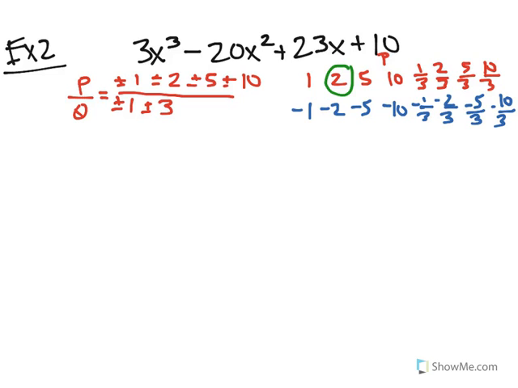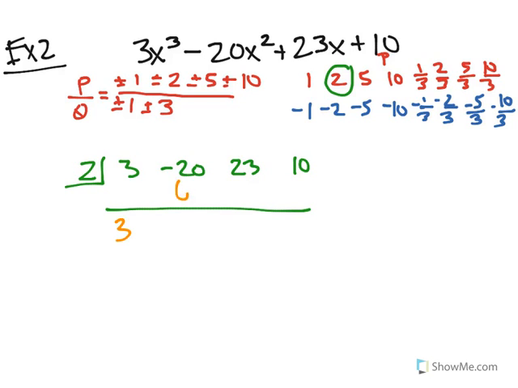So when I set this up, I get the following. And when I do the synthetic division, bring down the 3. 2 times 3 is 6. -20 plus 6 is -14. 2 times -14, -28. I get a -5. 2 times -5, -10, that goes away. So I'm left with 3x^2 - 14x - 5.